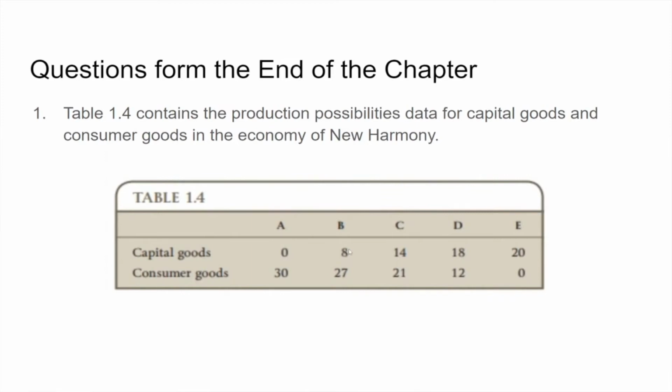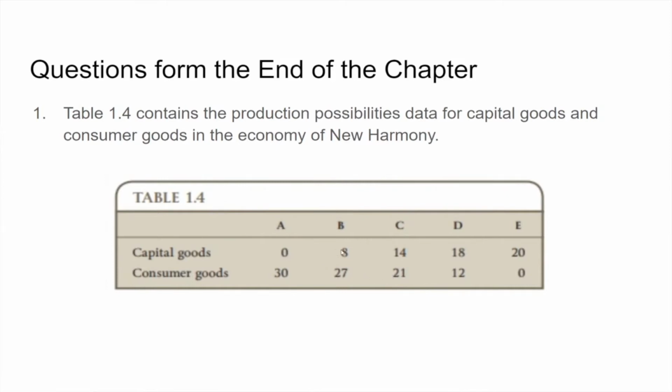Well, we can't tell directly because there's no number 9. One more capital good would be 9, and 10, 11, 12, right up to 14. So what we've got to do is guess. It's somewhere between 8 and 14. So we know the difference is 6 here, 8 and 14 is 6. So we know that at combination B, you can make 27 consumer goods.